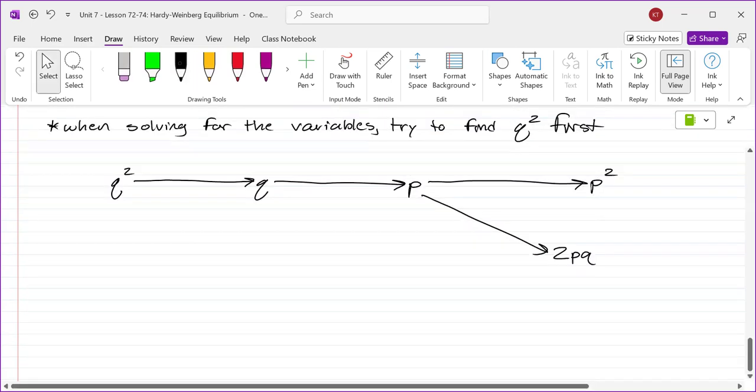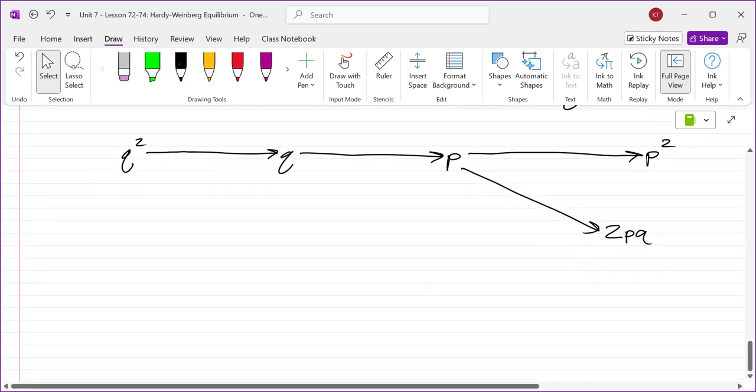Okay? So let's see if I can stump some of you. Here we go. Example problem number 2.